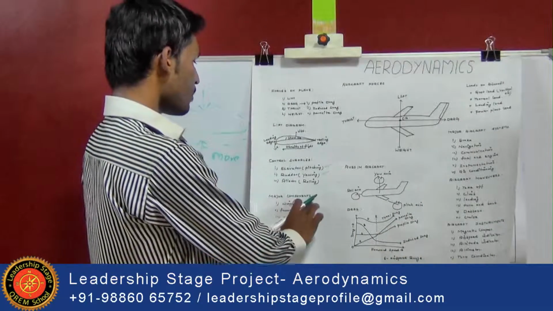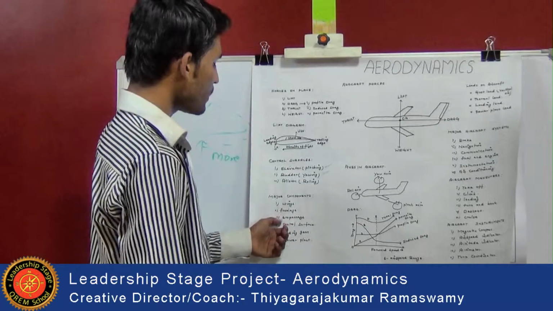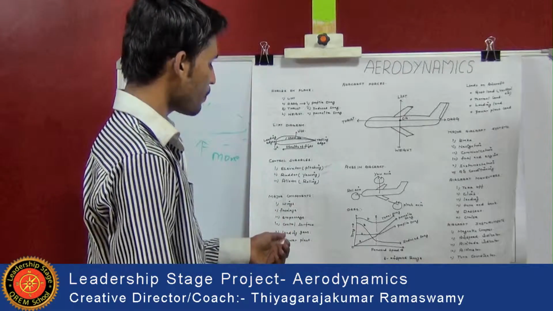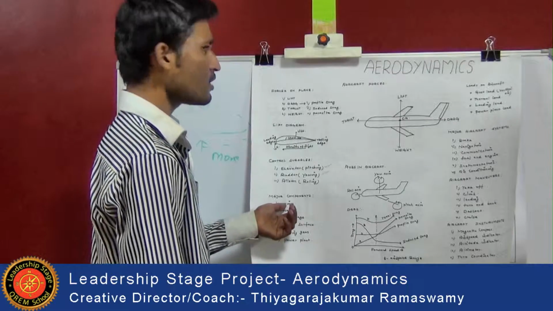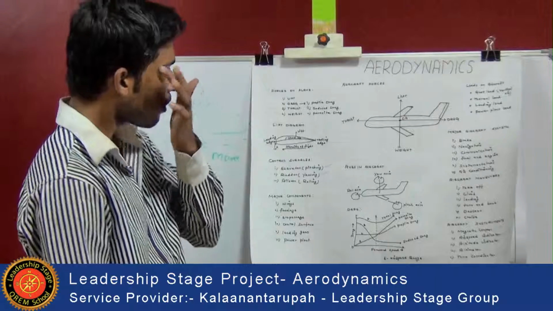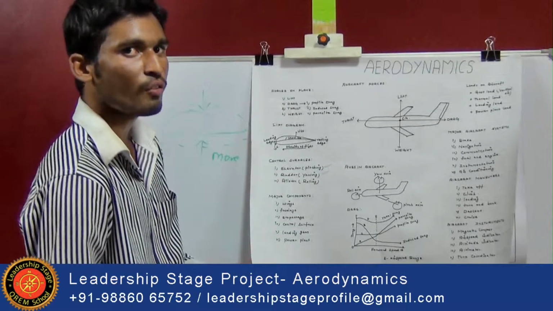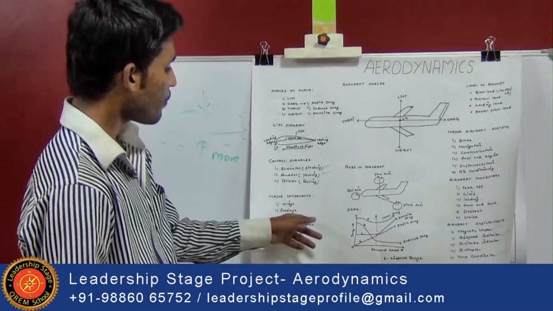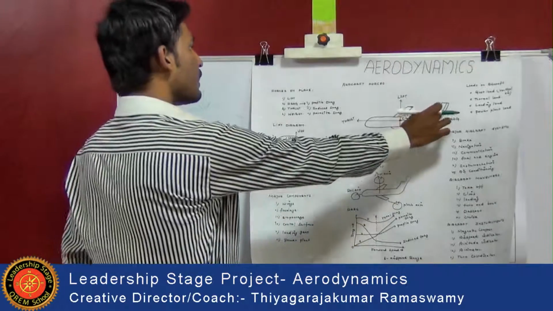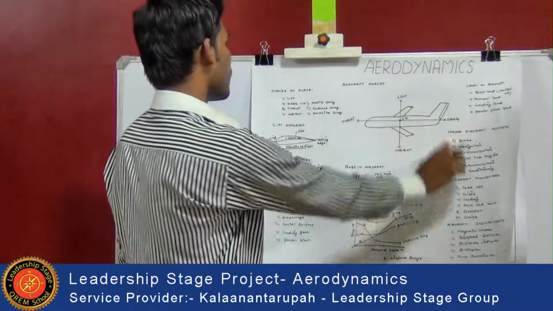And next one is the major components of the aircraft. They are the wing, fuselage, empennage, control surfaces, landing gear, and power plant. First one is the wing. The wing is used to produce lift. And next one is the fuselage. The fuselage is nothing but the whole body of the aircraft. It carries the payload and passengers of the aircraft. Next one is the empennage. The empennage is nothing but the tail and fin portion of the aircraft. This is the empennage of the aircraft.